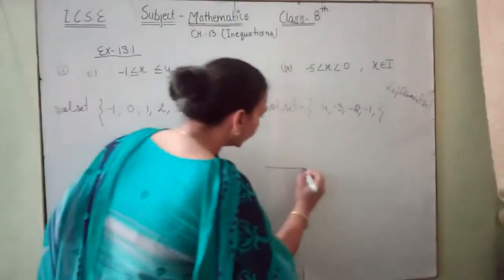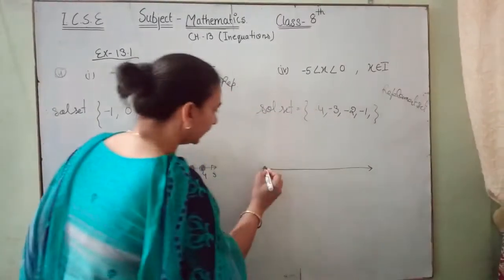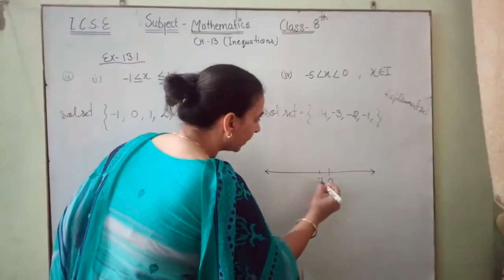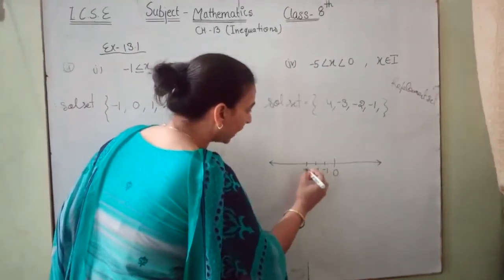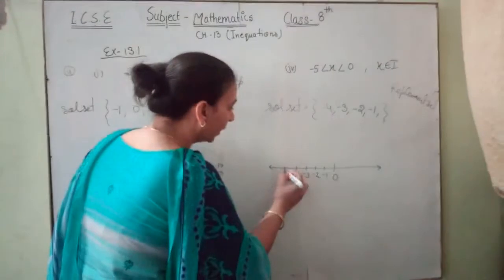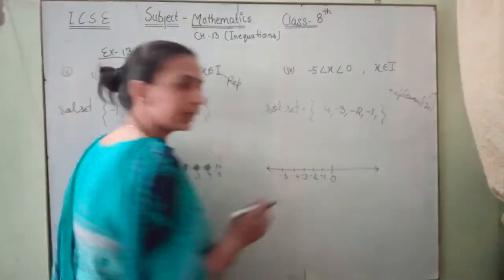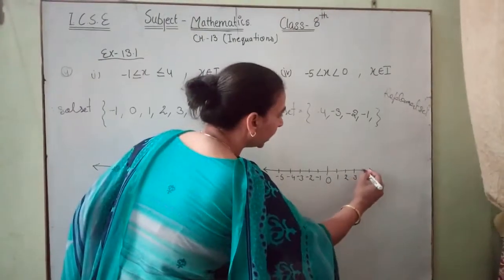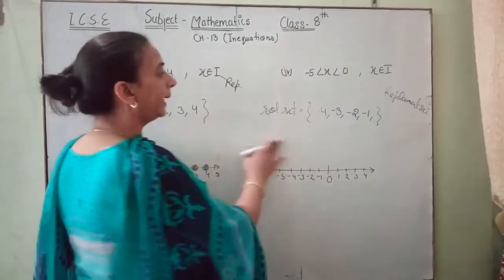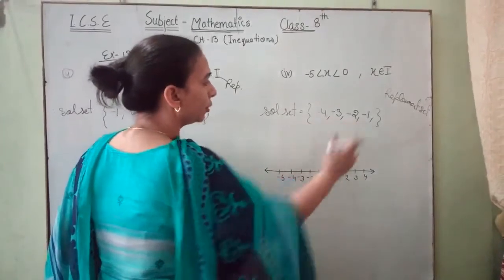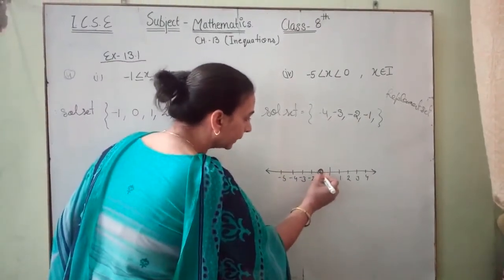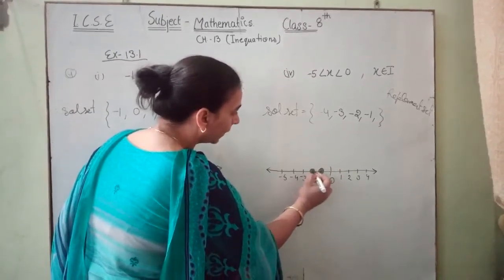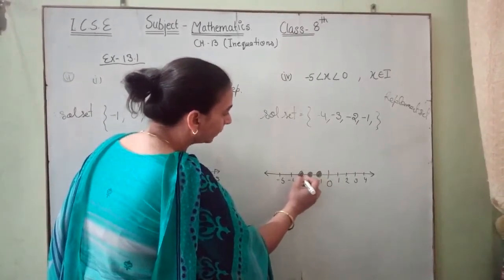Then we represent this solution set on number line. This is our number line. We mark 0, then -1, -2, -3, -4, -5, with the same unit distance. These are positive numbers 1, 2, 3, 4. We take integers -4, -3, -2, -1. At -1, this is a dark circle. Again -2, again -3 and -4.